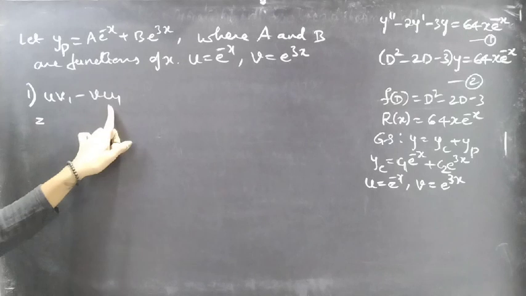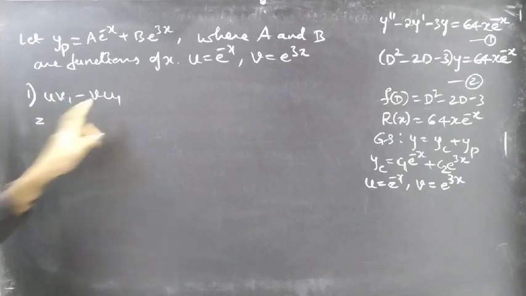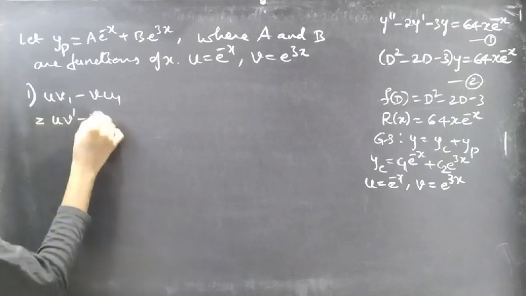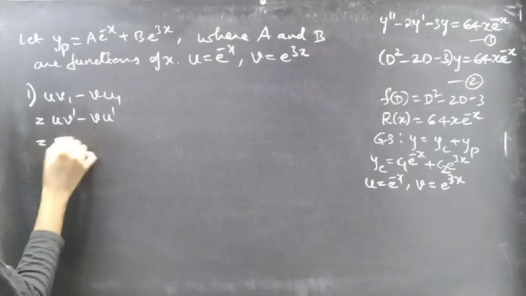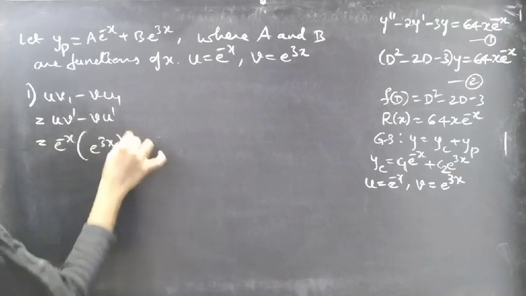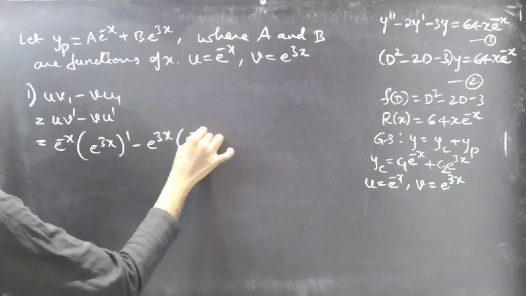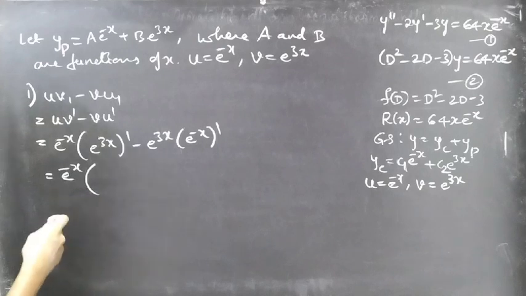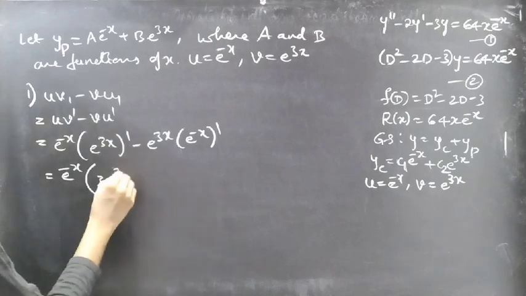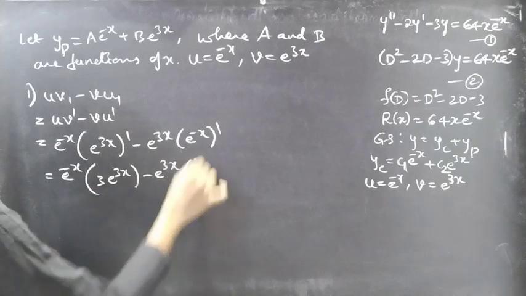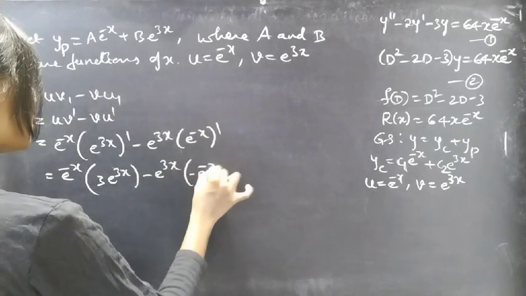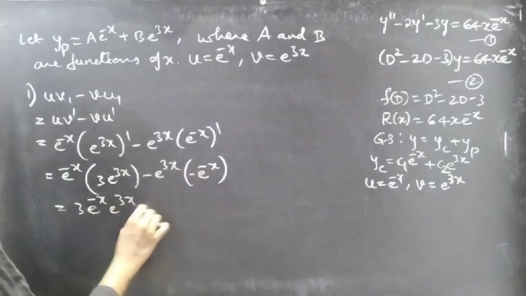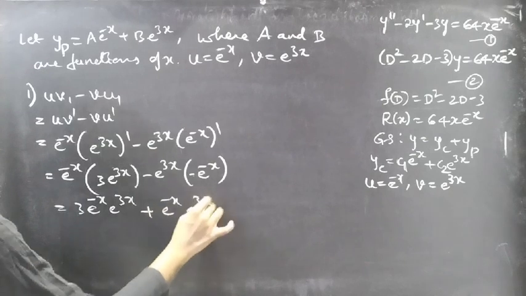Here u1 is nothing but the derivative of u and v1 is nothing but the derivative of v, or you can write u1 as u dash, v1 as v dash. This is equal to u into v dash minus v into u dash. This gives us e power minus x into the derivative of e power 3x with respect to x, which is 3 e power 3x, minus e power 3x into the derivative of e power minus x with respect to x, which is minus e power minus x. This gives us 3 e power minus x e power 3x, minus into minus plus e power minus x into e power 3x.